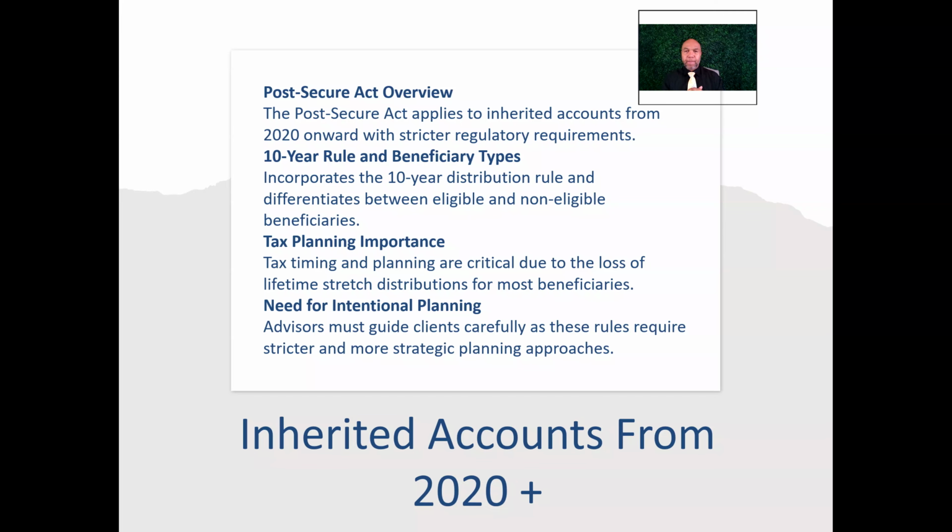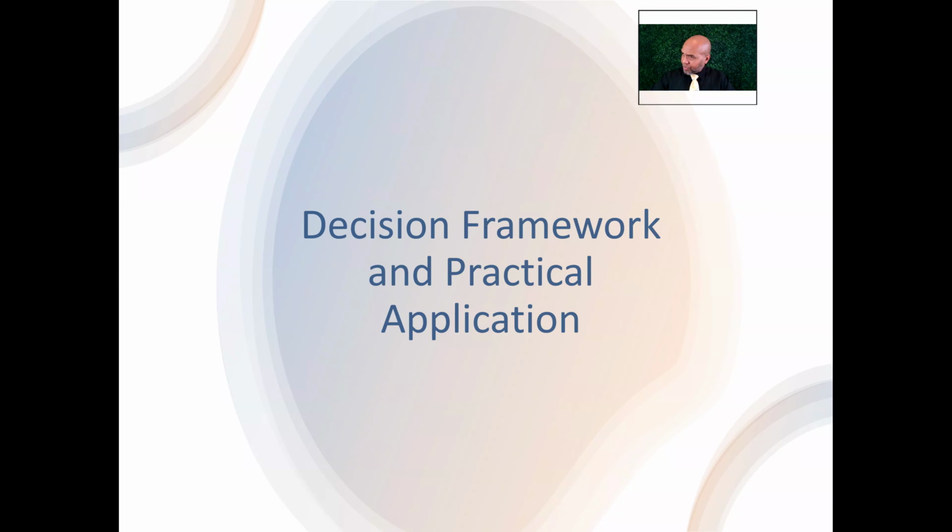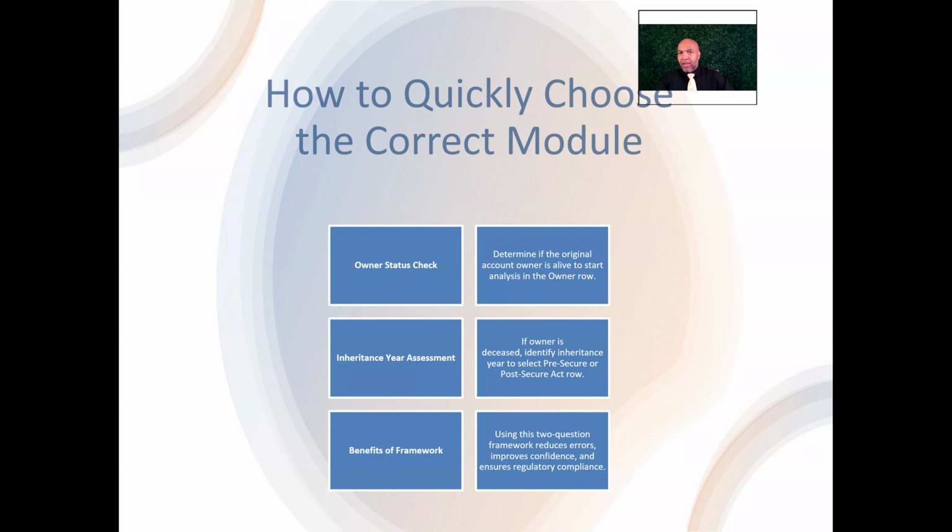Here's the first question. The client, are they living or have they deceased? If they're living, then I already know that I want to go over to the owner's area, the owner's module, and work with what's going on there. If the client has deceased, now I'm going to look at either row 2 or row 3. So let's look at the decision framework and let's apply some practical things to help us as we navigate through this whole thing.